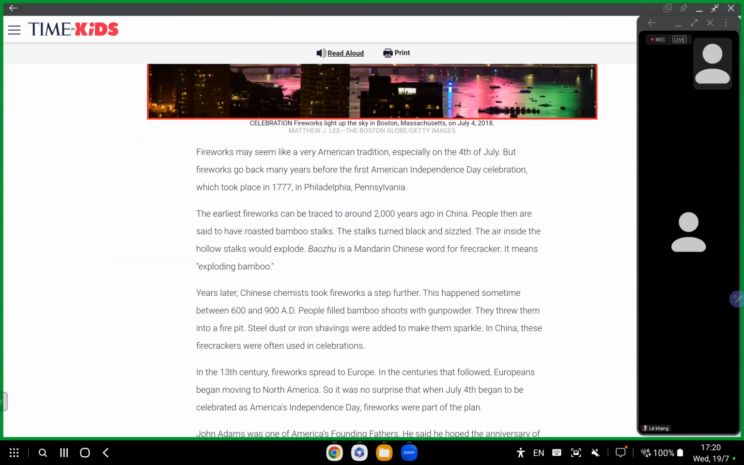So our first paragraph, we're just going to read this one here. Fireworks may seem like a very American tradition, especially on the 4th of July. But fireworks go back many years before the first American Independence Day celebration, which took place in 1777 in Philadelphia, Pennsylvania. Can we see any evidence in this paragraph?